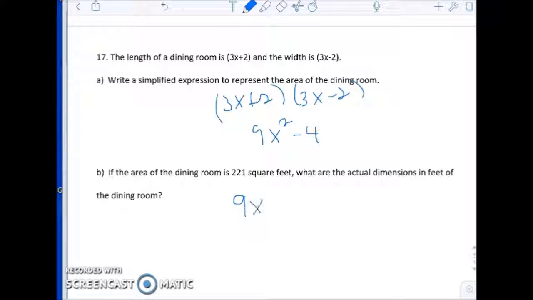And then to solve it, I'm going to say 9x squared minus 4 equals 221. I'm going to solve by square rooting. So I'm going to add 4 to both sides.